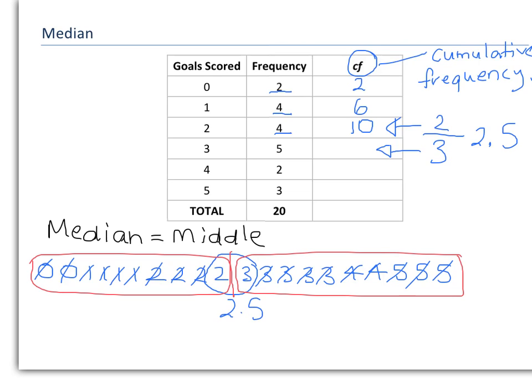What do you think would happen if you had an odd number of scores? Let's say the total frequency was 21. How do you think you'd find the median then? Maybe that's something for you to think about.